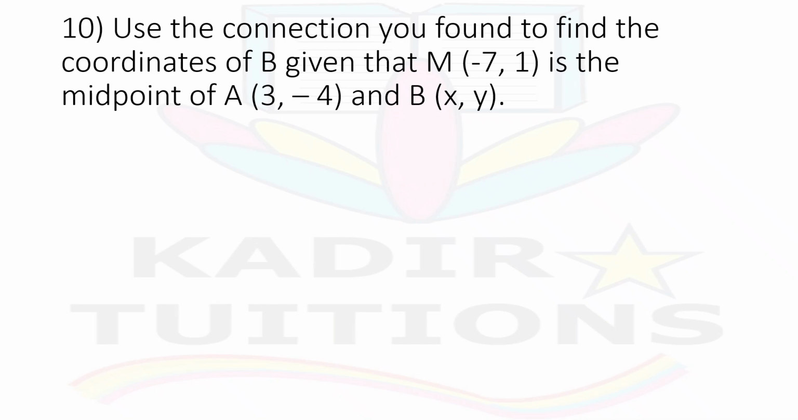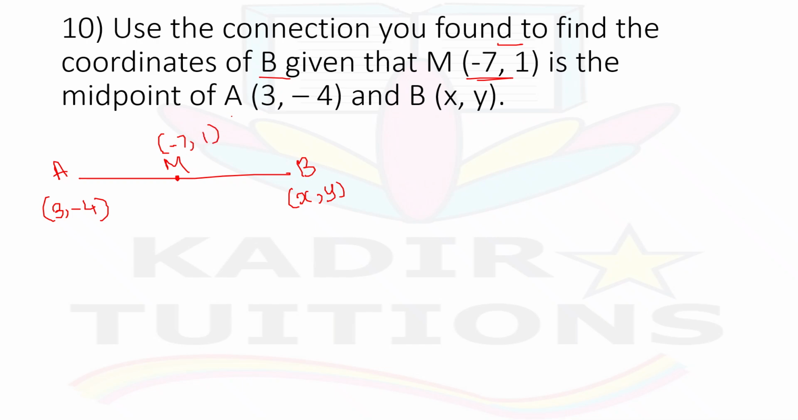Our next question is, use the connection you found to find the coordinates of B given that M, minus 7 comma 1, is the midpoint of A and B. So we need to use the connection in order to find the coordinates of B. Okay, so first we will make one line. This is A and this is B, and the midpoint is given as M. So we'll mark the coordinates. A is 3 comma minus 4, and B we don't know, let it be x comma y as per the question, and the midpoint is given as minus 7 comma 1.